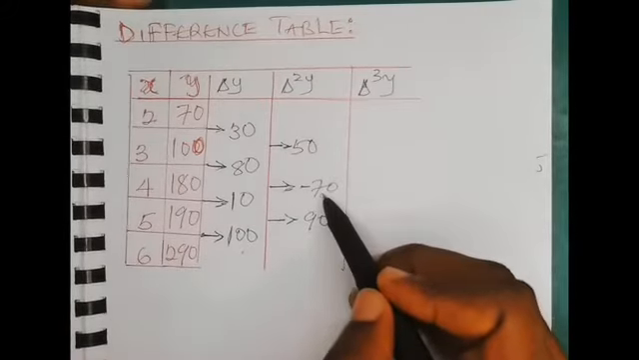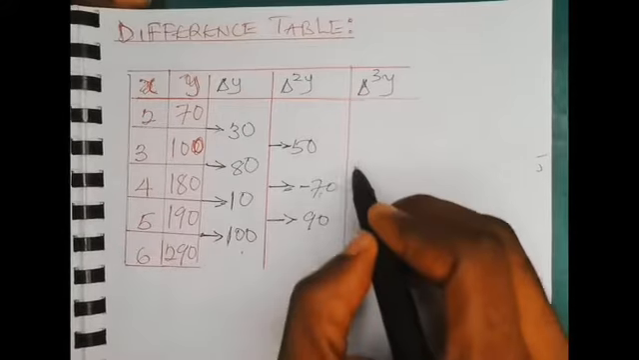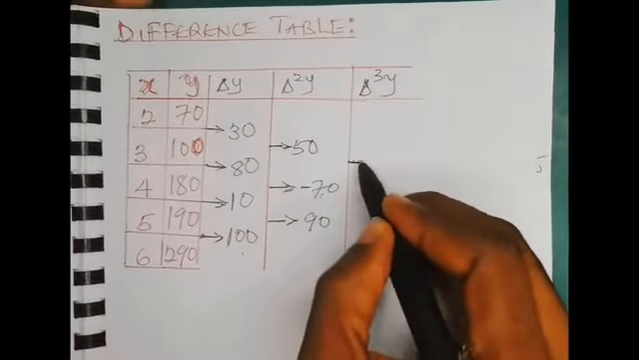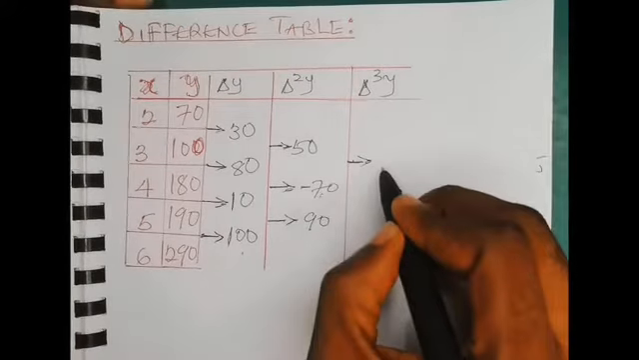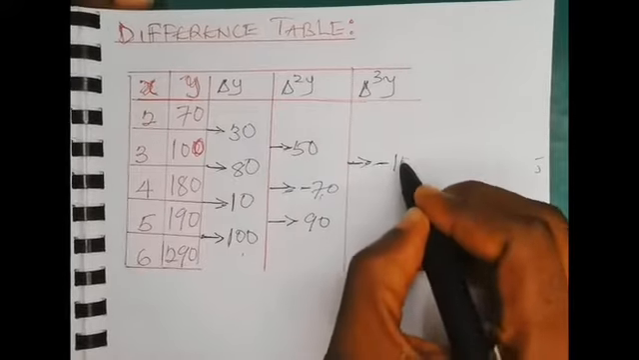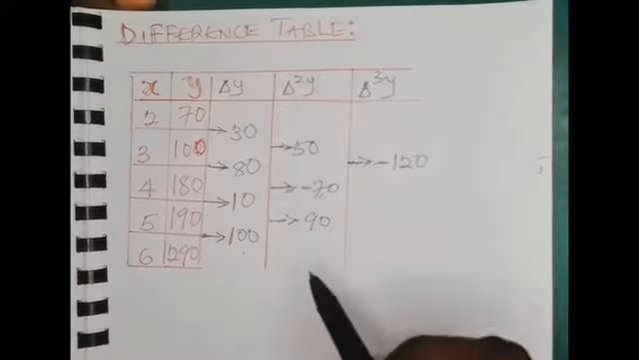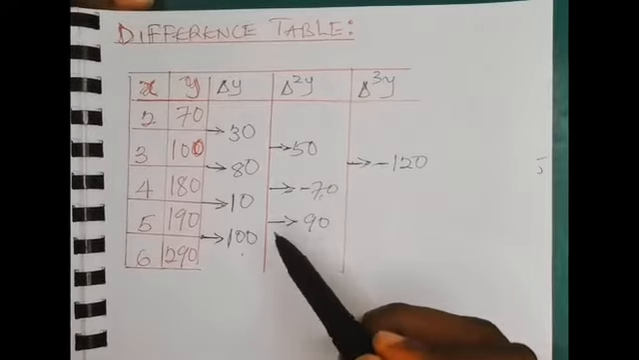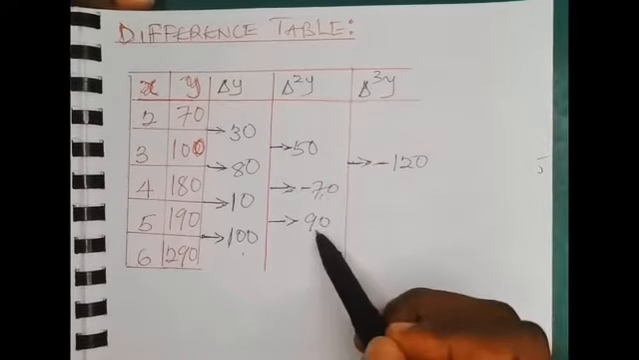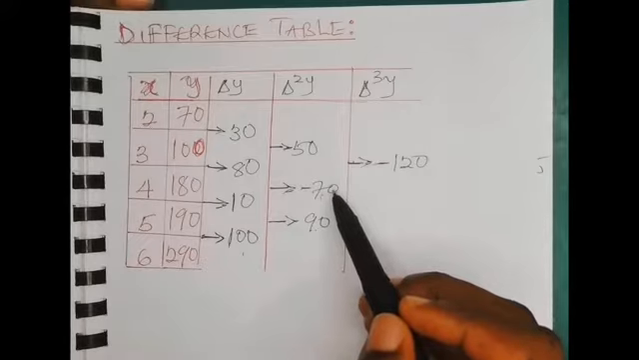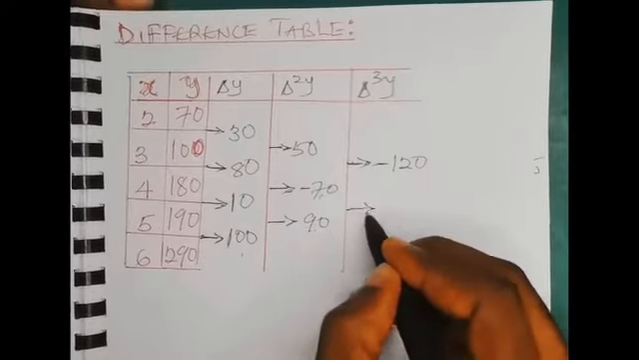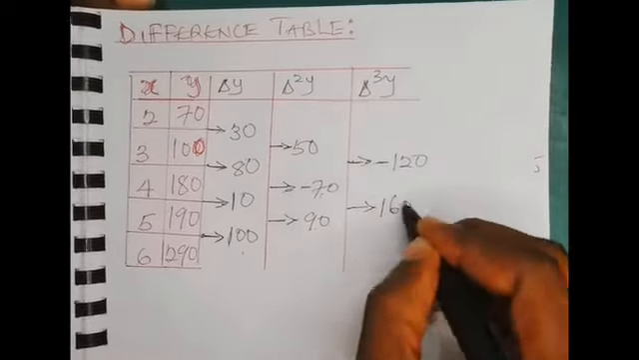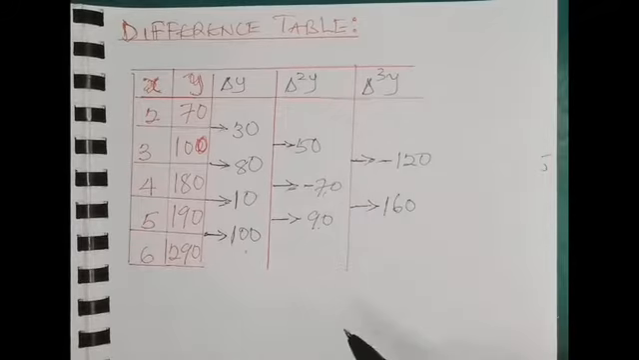Now this becomes negative 70 minus 50, and you write the answer in between the two. So negative 70 minus 50 simply gives us negative 120. Next you have 90 minus negative 70, and that will simply give us 160. So you also write that in between the two. Since we are now down to 2, we'll also subtract till we are down to only 1.